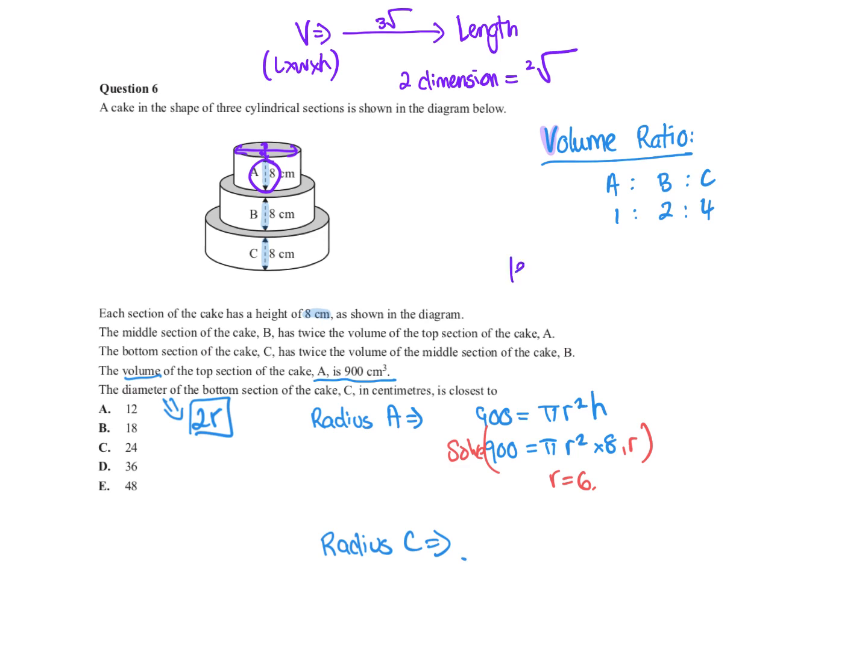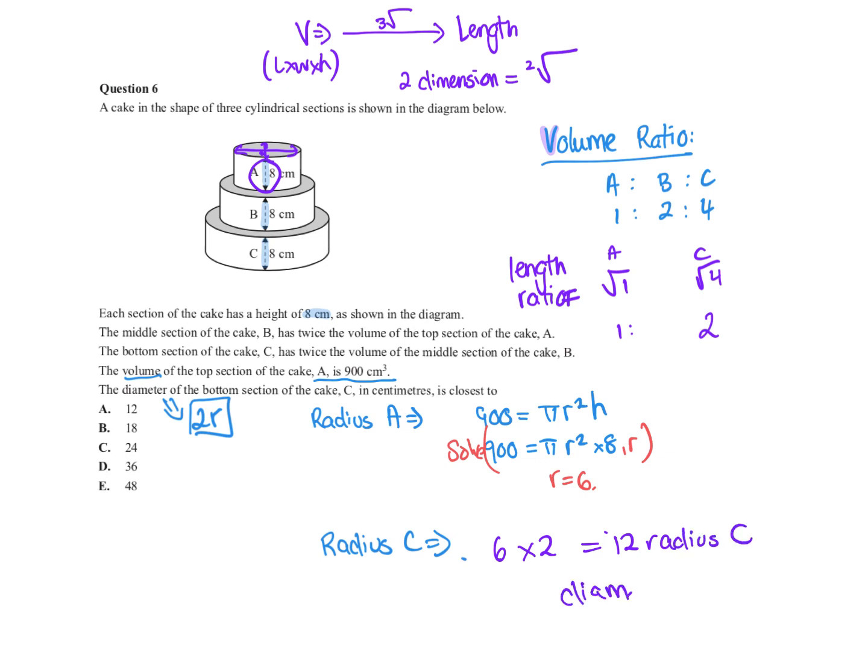So if we want to go back to the length ratio, all we have to do for this one is just do the square root. Now we're only talking about A and C, so I'll just do the square root of those 2. So the length ratio equals 1 to 2. So when you're trying to find the radius of C, the radius of C is going to be A's radius times 2, which equals 12. So this is the radius of C. But remember, they want the diameter after all of that. So the diameter is 2r, which would be 2 times 12. So that's 24.